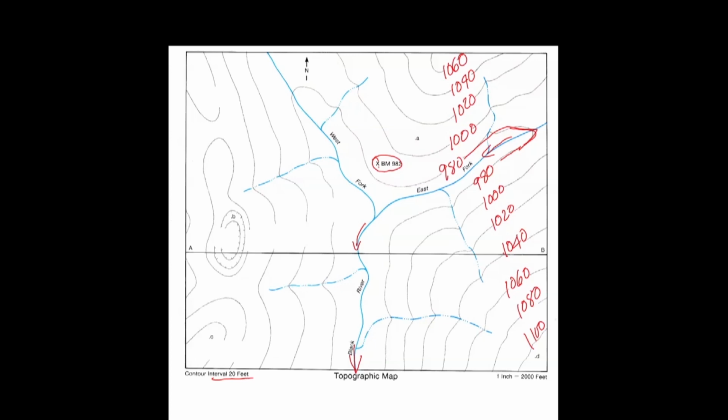Let's go over to the other side of the map and work there. Our 980-foot contour again crosses the creek and swings right back around, so that's 980, 1,000, 1,020, 1,040. Now we see something a little bit different we haven't seen before. These are hachured contour lines, little tick marks that point inward. That means it's a closed depression.